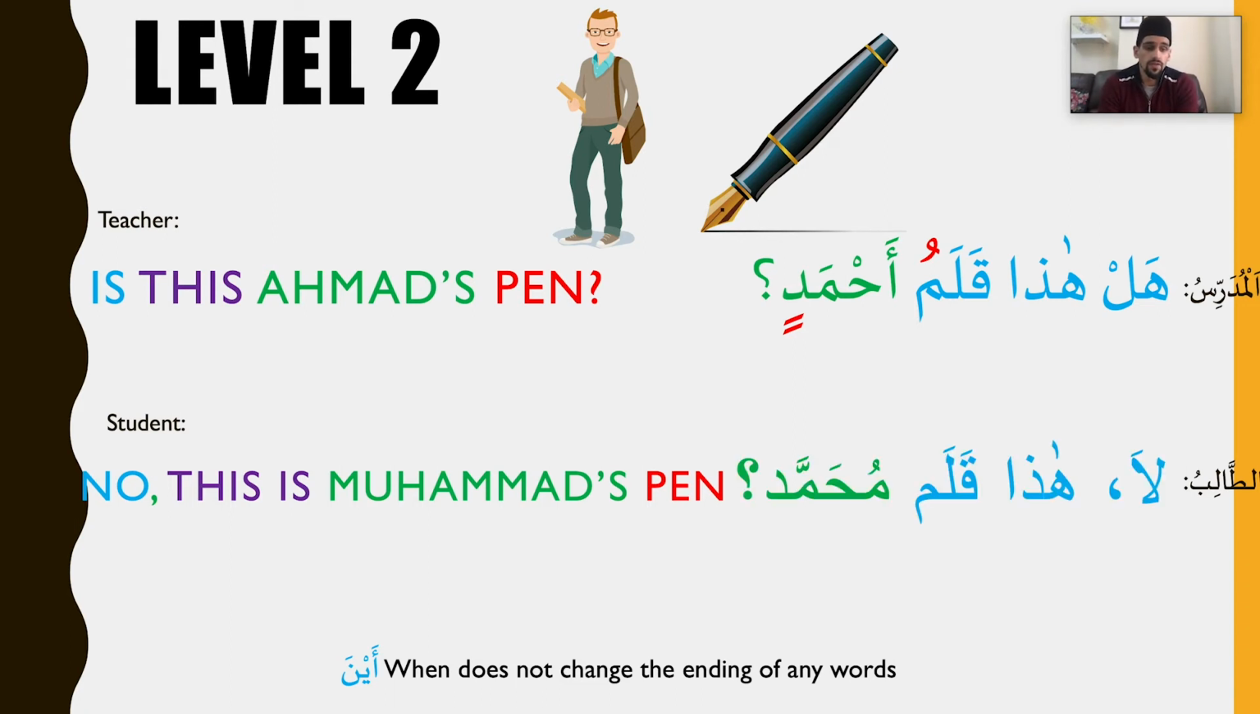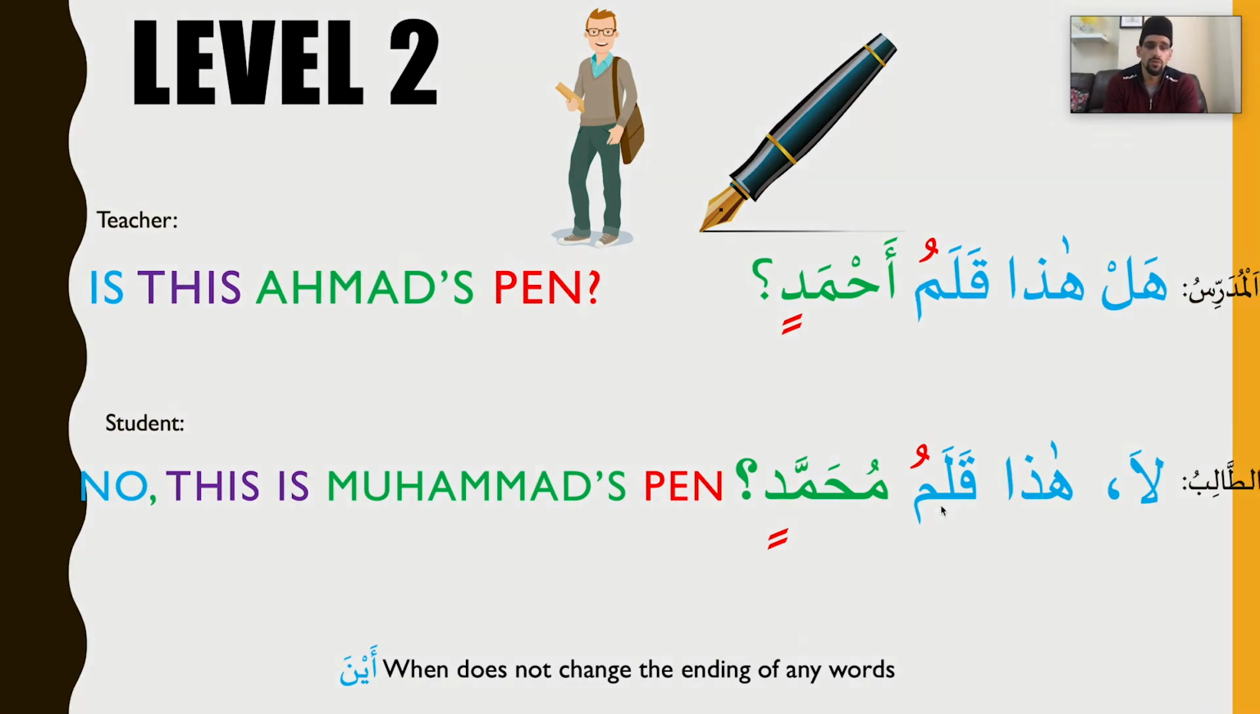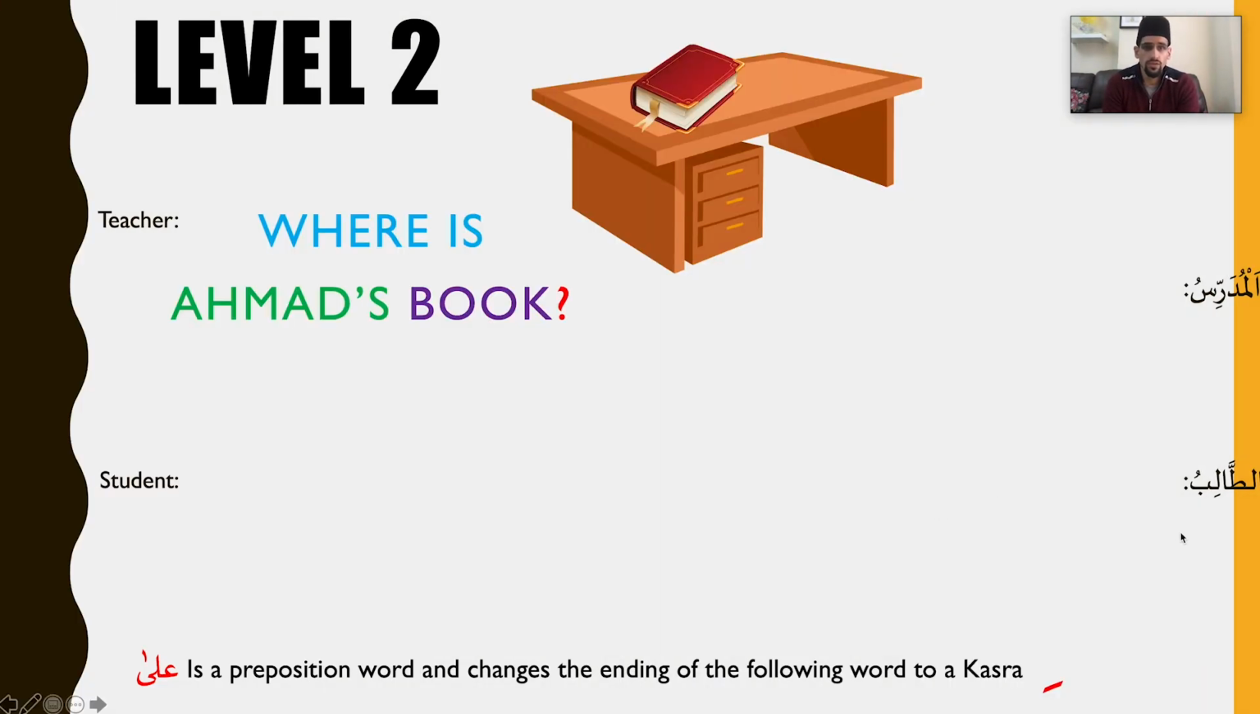لا، هذا قلم محمد. So again, you can say it with full vowels, but it's just easier to say قلم محمد. So لا، هذا قلم محمد. So هذا here means this is, and then قلم محمد, Muhammad's pen. And remember, هذا doesn't affect the vowel here. لا هذا قلم محمد. Let's do another example.